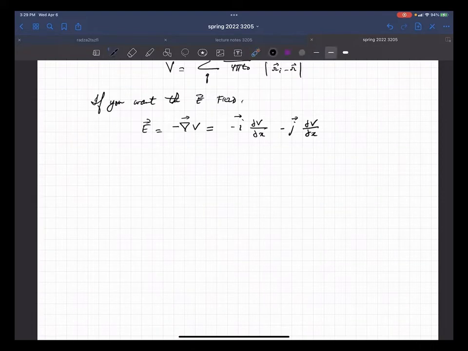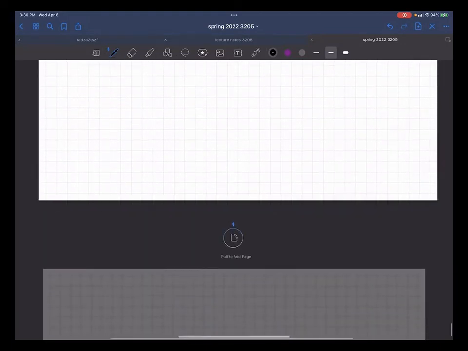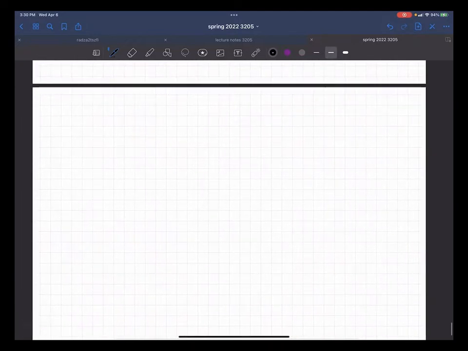So that's a summary of potential energy and the relationship between potential and the electric field. Now let me take a step back and talk about something from last lecture. I need to make a correction about something I said in last lecture.